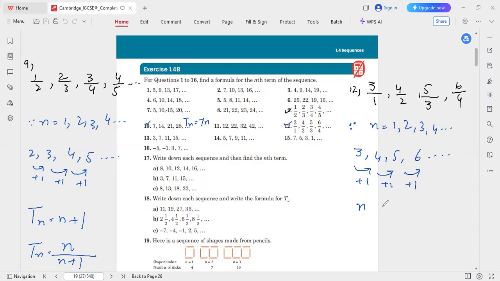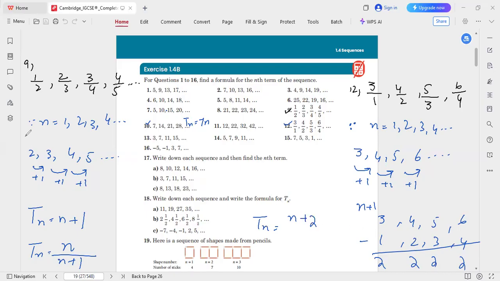Like n is 1, so you can check it in this way as well. They have given us 3, 4, 5, 6, and n is 1, 2, 3, 4. After subtracting all these, we are getting 2 each time. So for that reason, the nth term for the numerator will be n plus 2, because each time the common difference is 2. I wrote 1 here, but the common difference is 2. In this way we got the nth term of the sequence: n plus 2 by n.